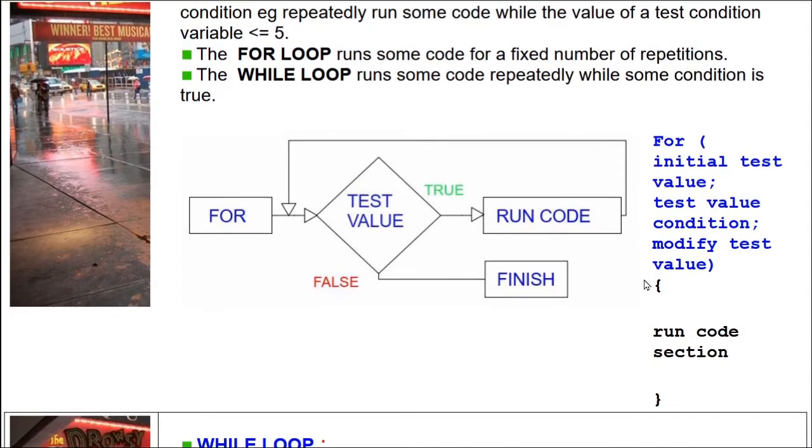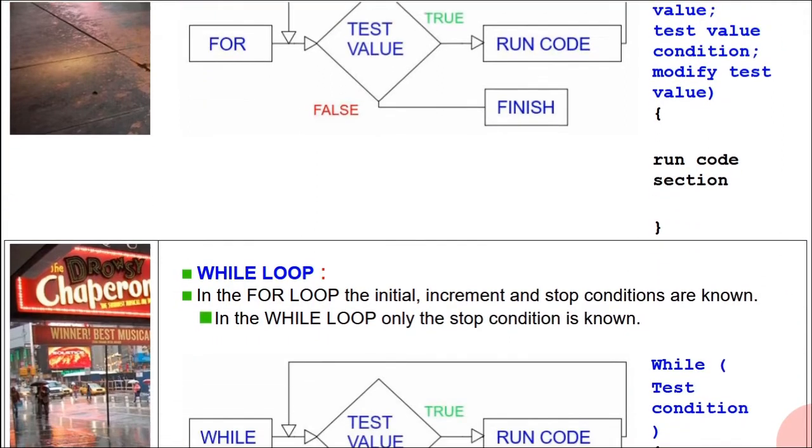So you have the run code section here, which starts with an open curly bracket, then you have all your code in the middle, and a curly bracket closing your code section. So let's move on to the while loop now.